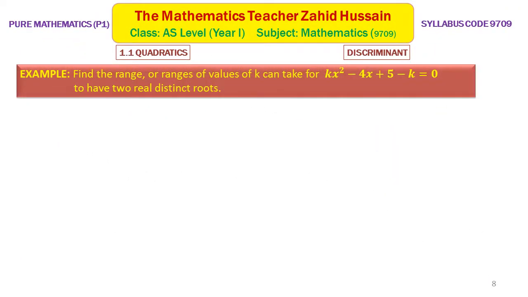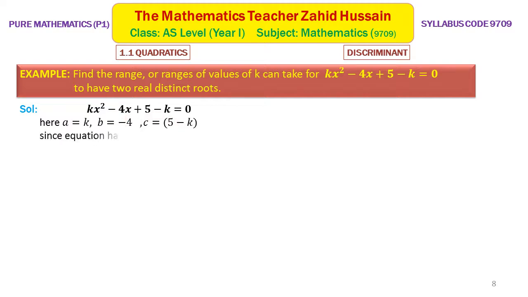Now let's solve an example. In this example, you are asked to find the range or ranges of values k can take for this equation to have two real distinct roots. So this is a quadratic equation. This equation will have two roots when the discriminant is greater than 0. You are asked to find the values of k for which this equation will have two distinct roots. These are the coefficient of x square, coefficient of x, and this is the constant term.